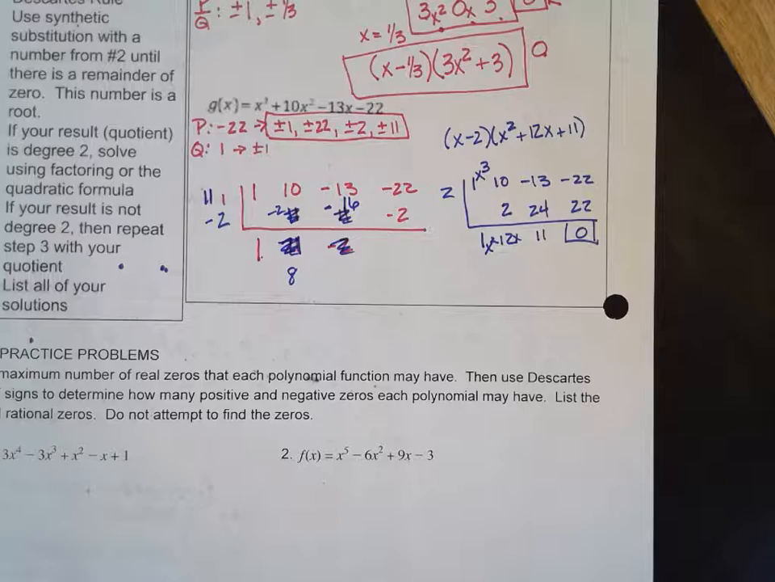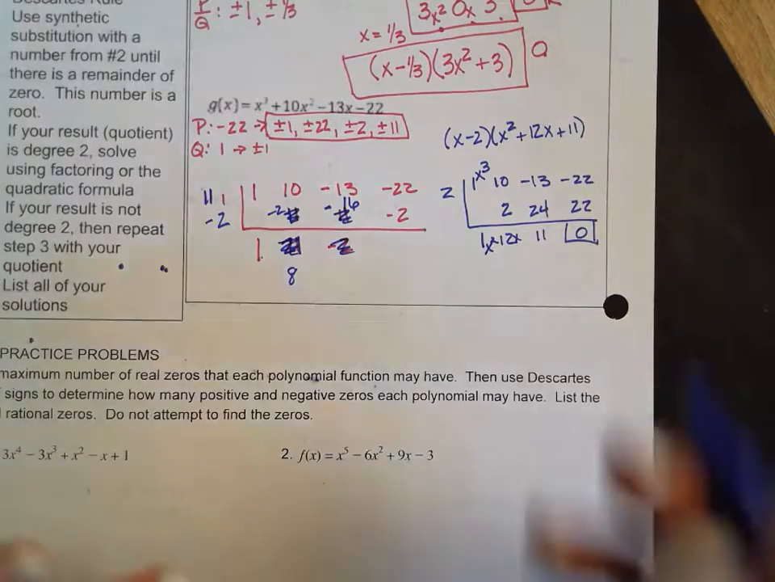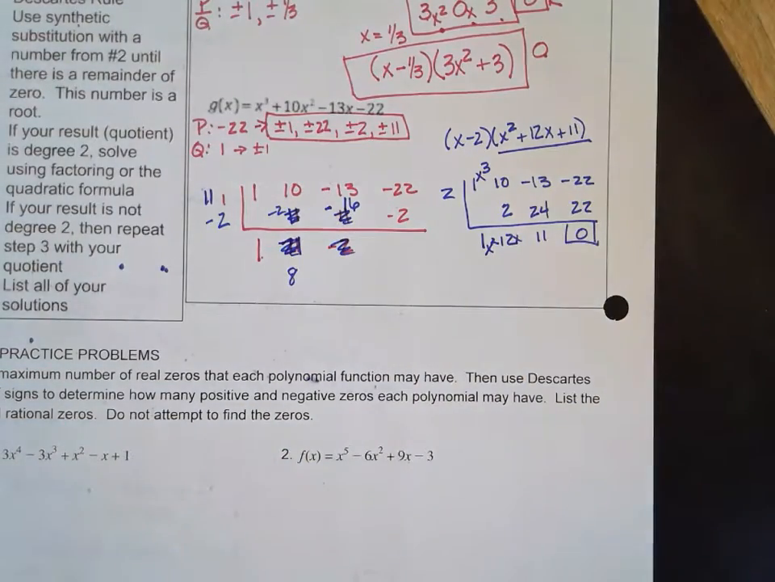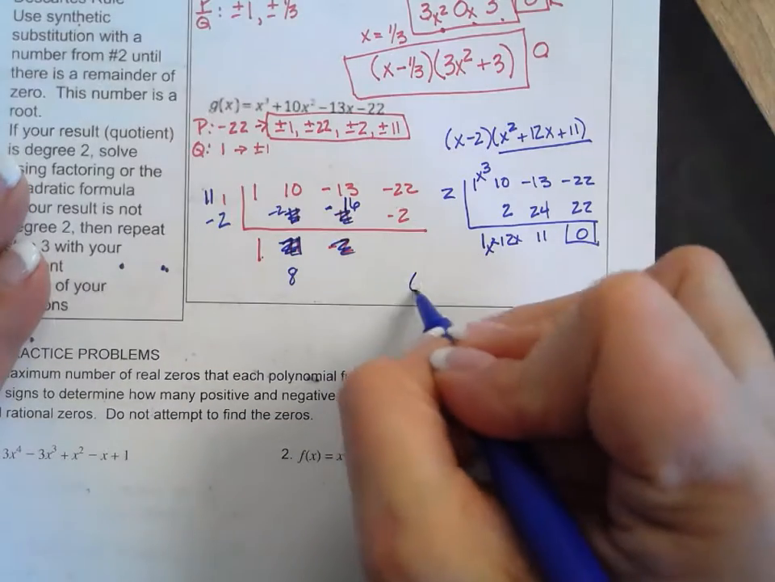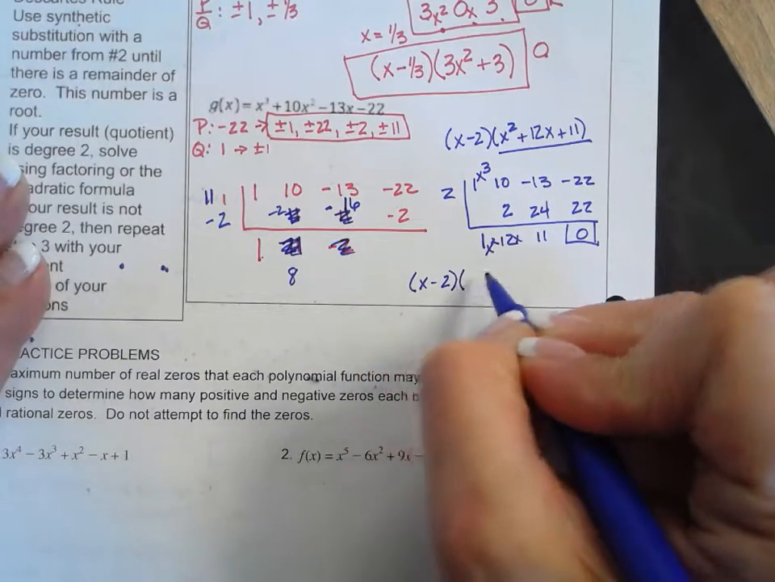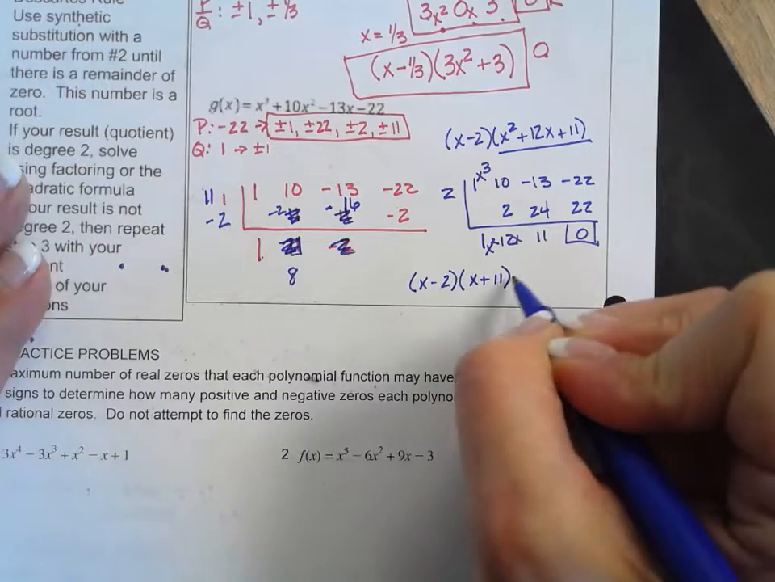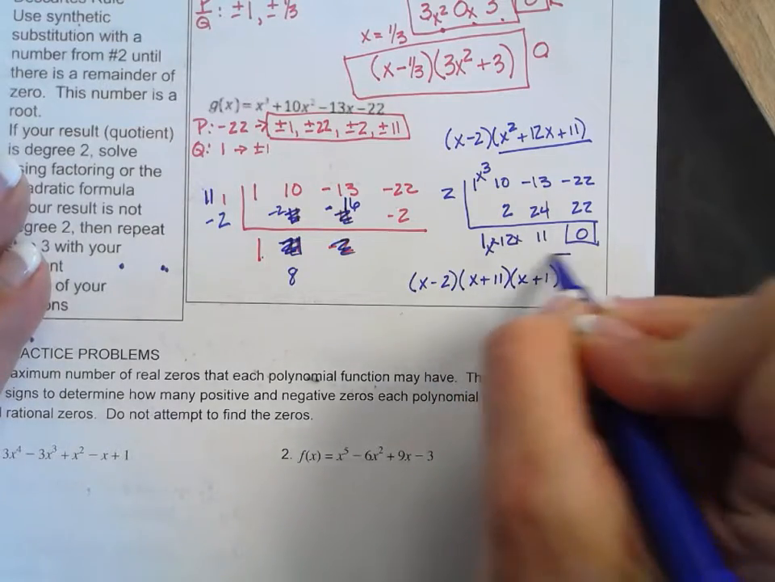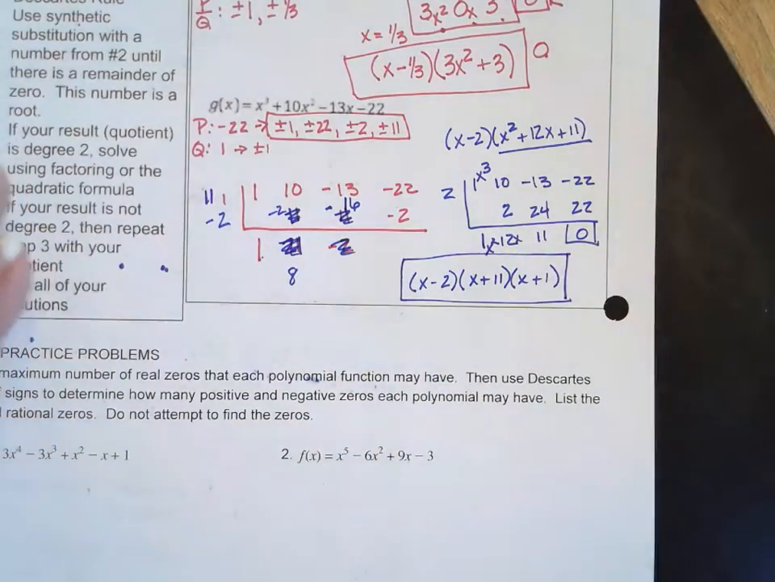Do you agree with that part? Okay, can I factor this? What factors of 11 equal 12? 1 and 11, right? So x minus 2, x plus 11, x plus 1 gives me my final roots.